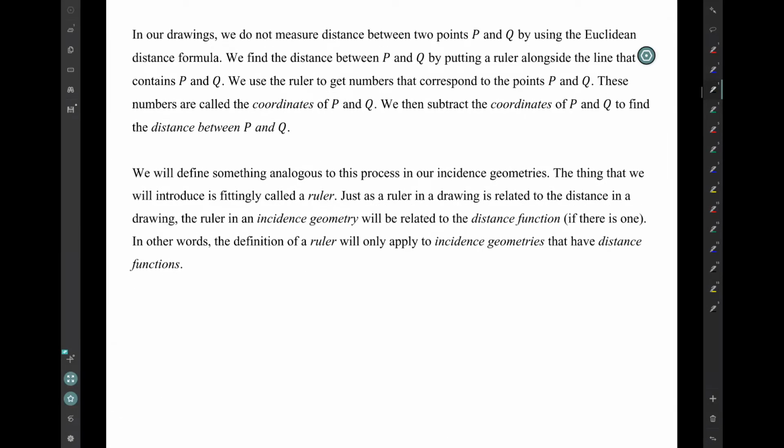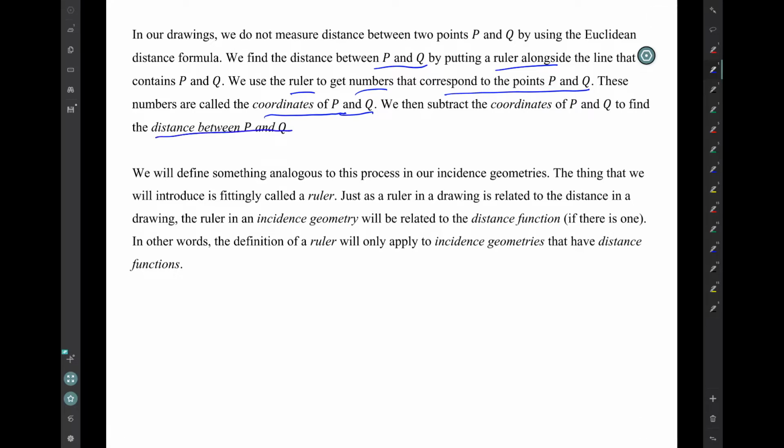In our drawings, we don't measure distance between 2 points by using the Euclidean distance formula. We find the distance between P and Q by putting a ruler alongside the line that contains points P and Q. We use the ruler to get numbers that correspond to the points P and Q. These numbers are called the coordinates of P and Q. And then we subtract the coordinates of P and Q to find the distance between P and Q.